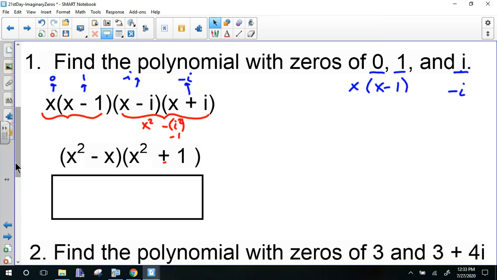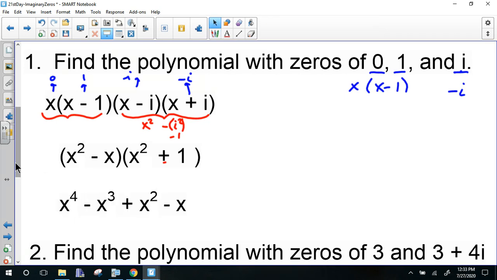Now I can continue to multiply these two together and get a final polynomial of x to the fourth minus x cubed plus x squared minus x.